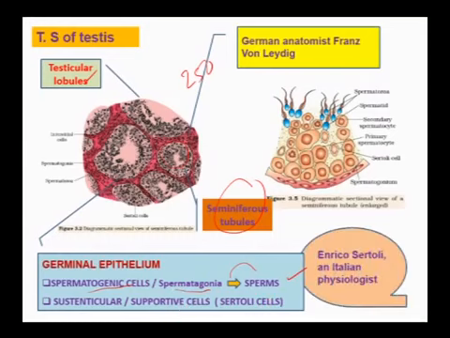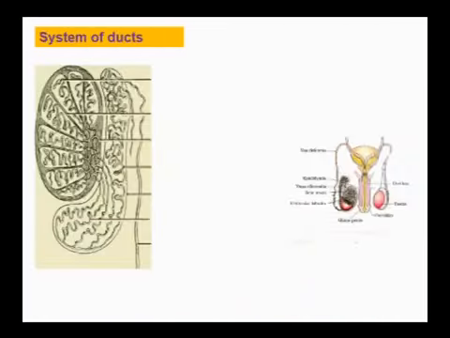So named after an Italian physiologist, Sertoli. So they provide necessary nutrition for the development of germ cells. So that's the reason why Sertoli cells are also called nurse cells. You can see in the diagram itself. So this is a spermatid. The heads of the spermatids are embedded in the Sertoli cells to get their nutrition. So this is the reason why we call Sertoli cells as nutritive cells or nurse cells.